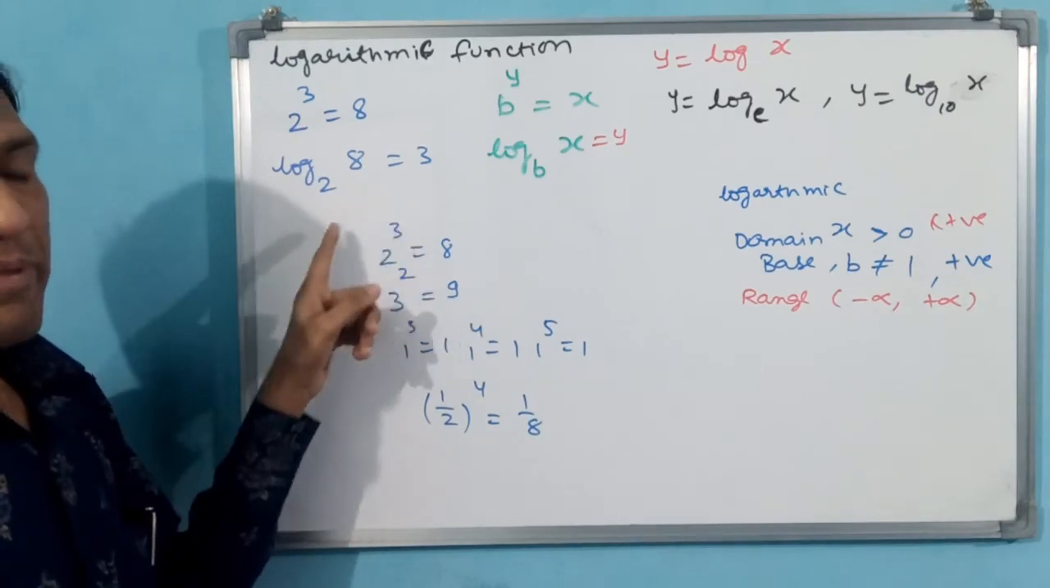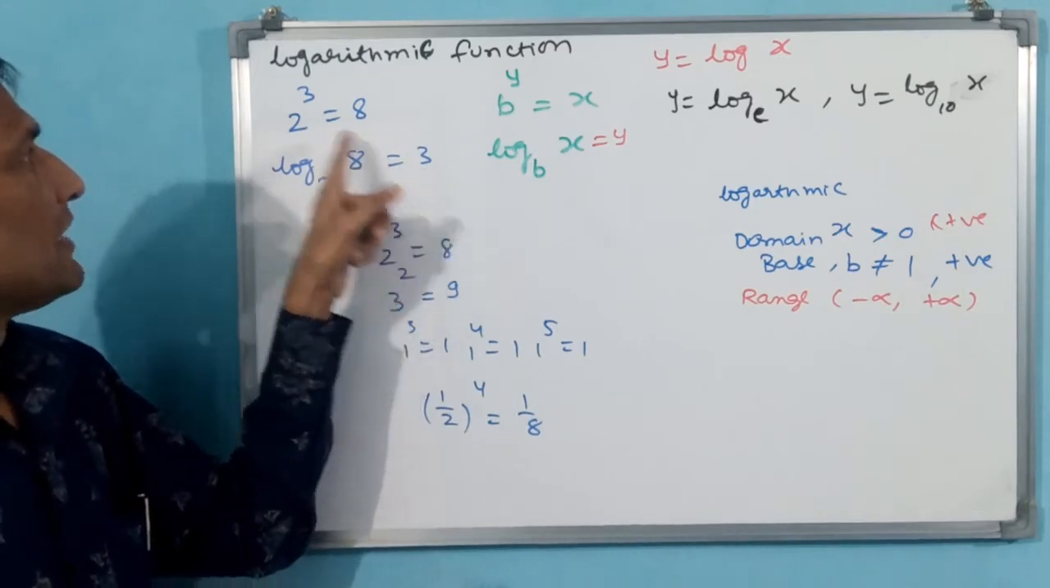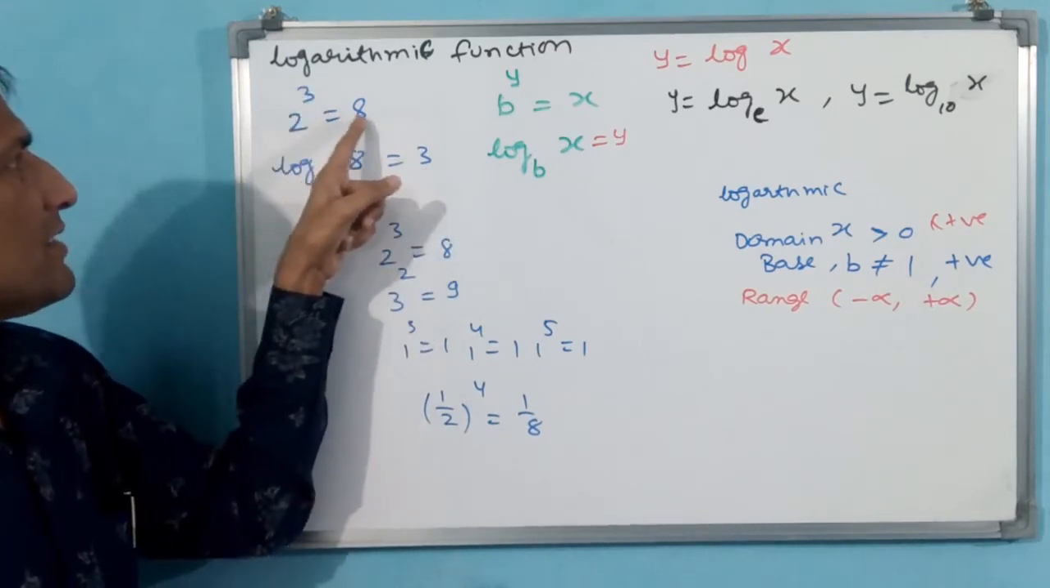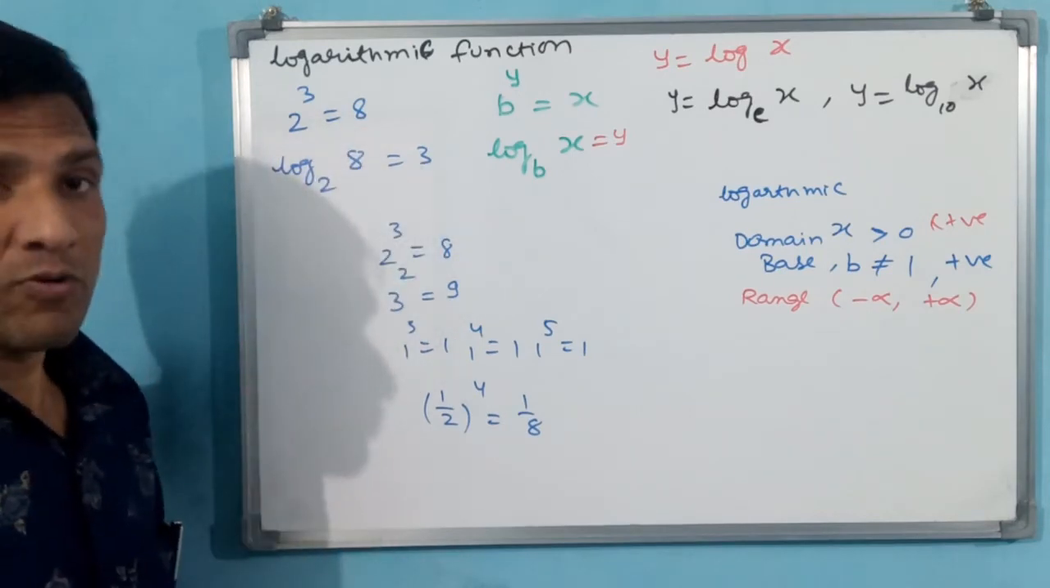Log value to the base is equal to power. You see, this is power, this is base, this is value. Log value to the base is equal to power. Like that you have to understand.